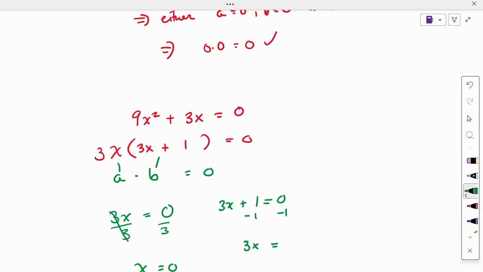In either case, if you then solve for x, you get x must be equal to 0. We also get 3x is equal to negative 1, so x is equal to negative 1/3. Okay, and this often confuses students, but you will in fact have two solutions.